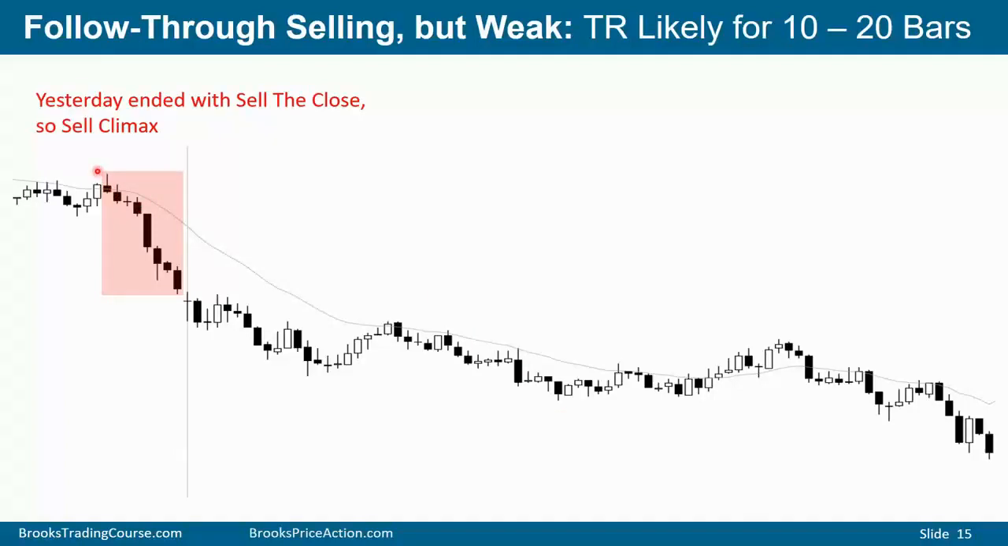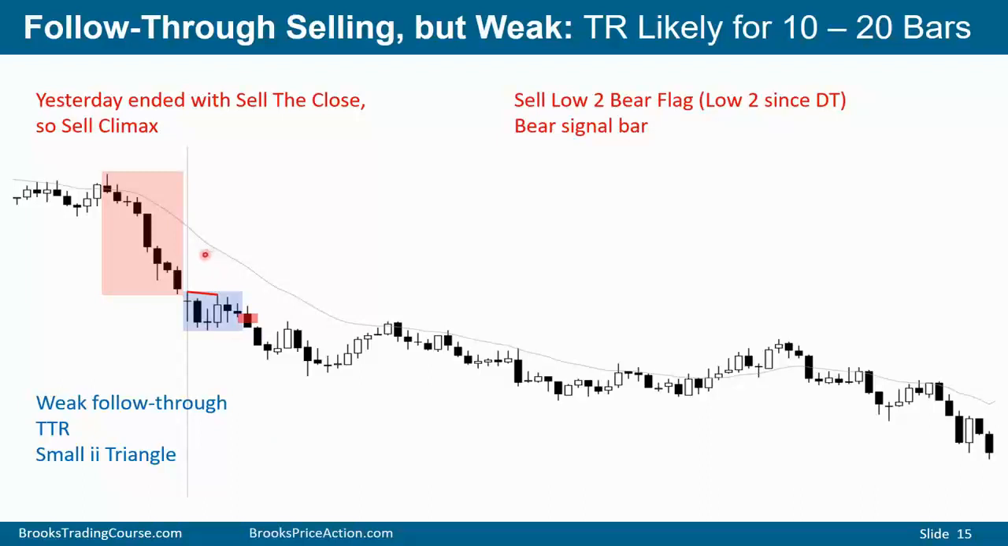Yesterday ended with a sell to close sell climax, about 8 or 9 consecutive bear bars, many closing on their lows. And then we had weak follow through: doji, doji, bull bar, doji, doji. The market is uncertain at this point. You can call it an II pattern, a small triangle. You can simply call it a tight trading range.